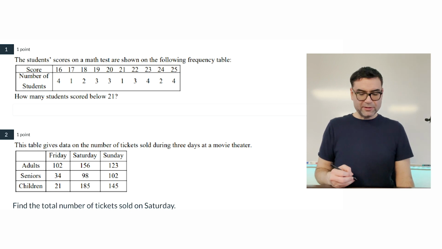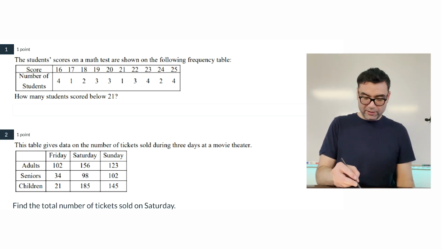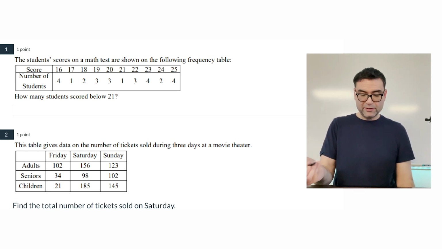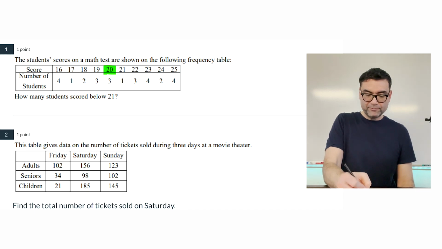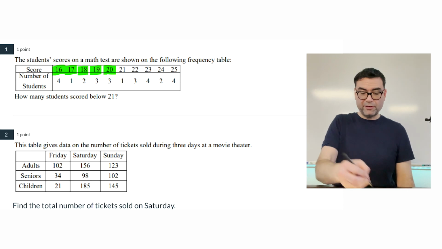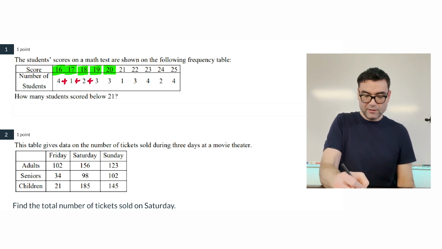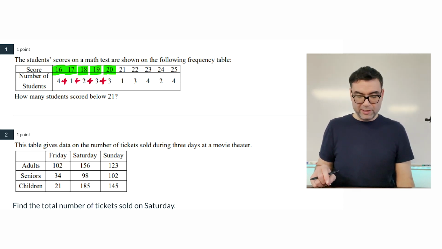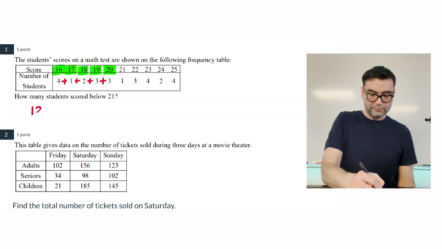Anyways, how many students scored below 21? So if you scored below 21, let me highlight those values. Below 21 would include 20, 19, 18, 17, 16. So the sum of all those frequencies would be my answer. So 4 plus 1 plus 2 plus 3 plus 3, which is 13.